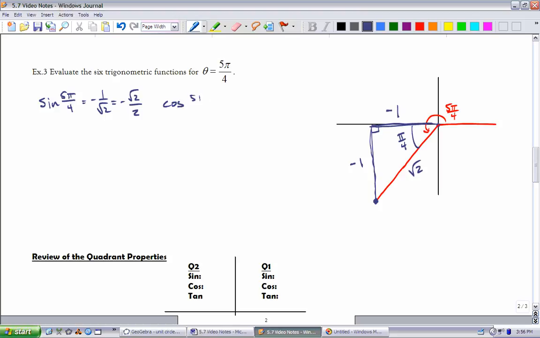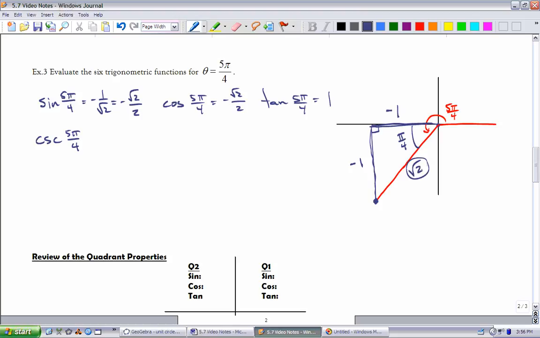Cosine of 5 pi over 4 is going to also equal negative square root of 2 over 2. Tangent of 5 pi over 4 is going to equal negative 1 over negative 1, which is positive 1. Okay, opposite over adjacent. Okay, then we go through the reciprocals. Now, you could go through and do this, you know, a number of ways, but let's just look here.